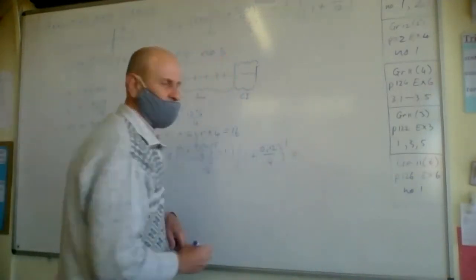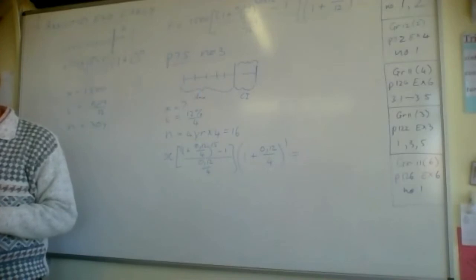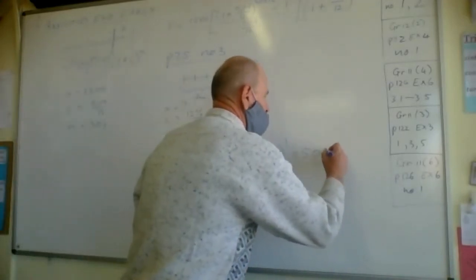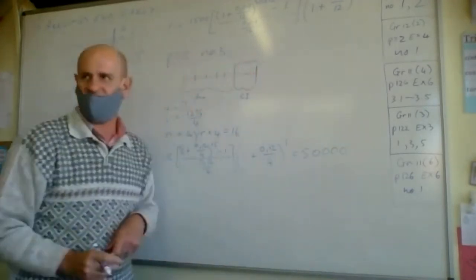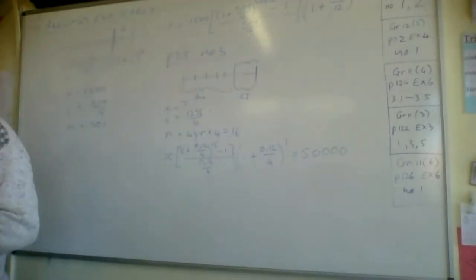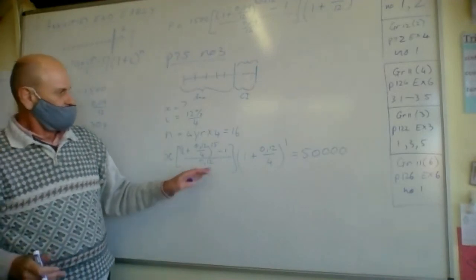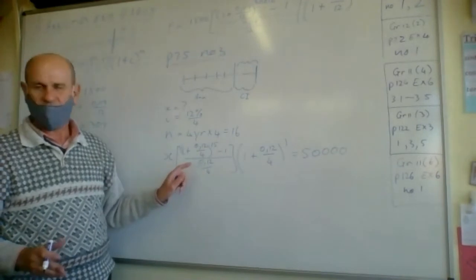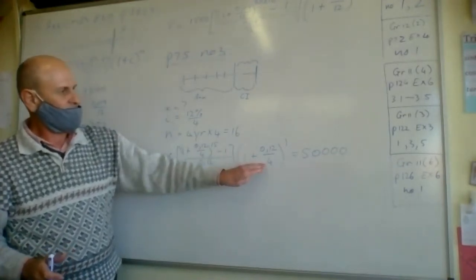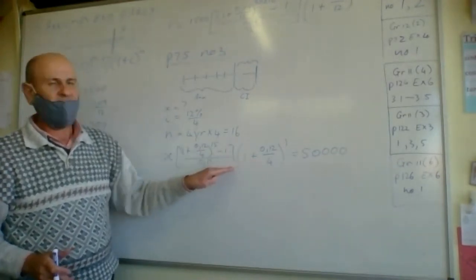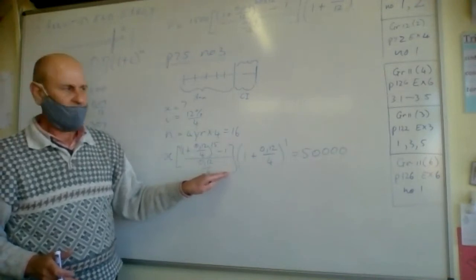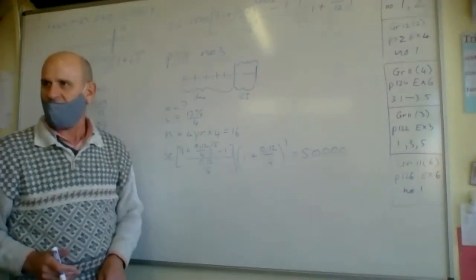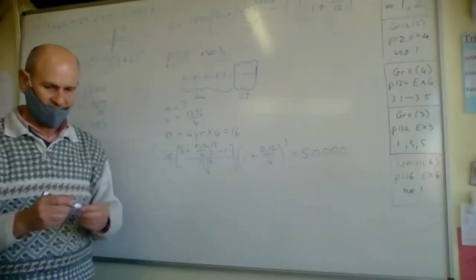Equal to, what is the end value? 50,000. And this bracket over here doesn't have any variables, so we can calculate that one, multiply these two with each other, and divide it into 50,000. Then we will have our answer. Do you want to try? Yes. Okay, try.